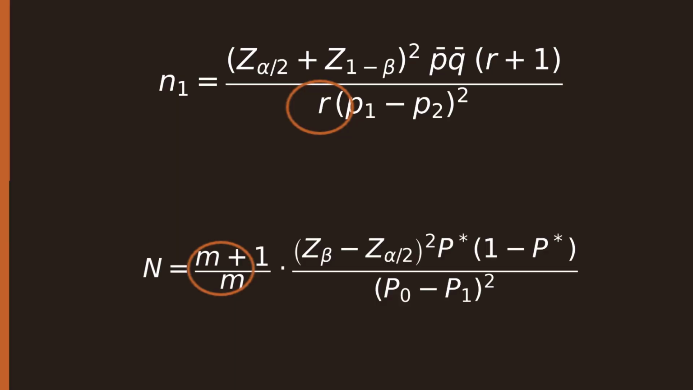So, for example, we can ask a question like, how many controls do you need for every case? Which basically means, how many people without hepatitis B do you need for every one person that you are going to recruit that has hepatitis B? Is it 2:1 or 3:1 or 1:1? Some formulas you'll see R, while in some formulas you're going to see M. So both of them mean the same thing.